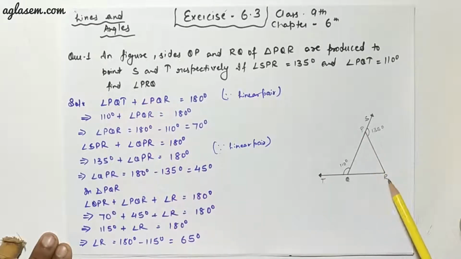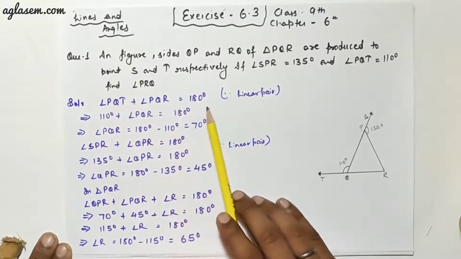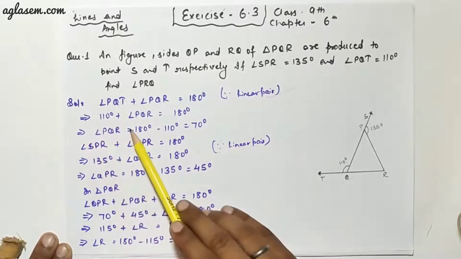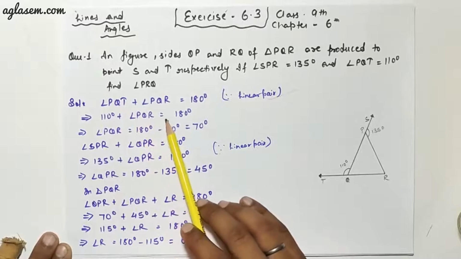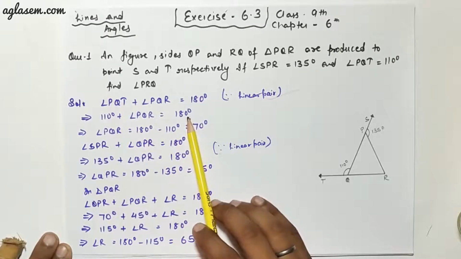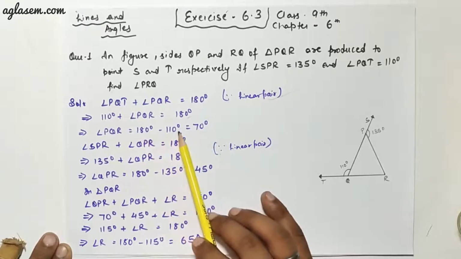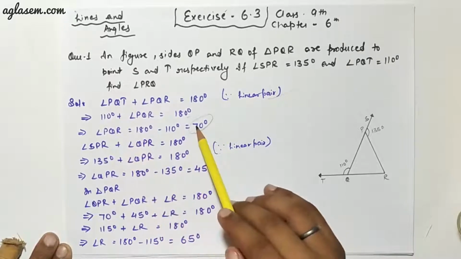Angle PQT plus angle PQR is equal to 180 degrees because of linear pair. So 110 degrees plus angle PQR is equal to 180 degrees. We have to solve this. Angle PQR is equal to 180 degrees minus 110 degrees, which is 70 degrees. So angle PQR is 70 degrees.